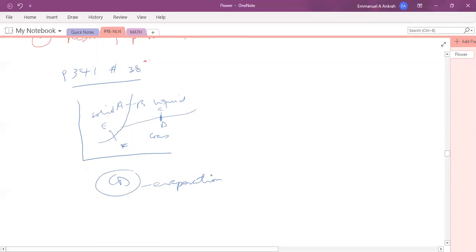All right, so one other question on page 343, number 44. The following diagram shows 4 sealed containers filled with water at various temperatures. In which of these containers is the vapor pressure the greatest? Vapor pressure the greatest.